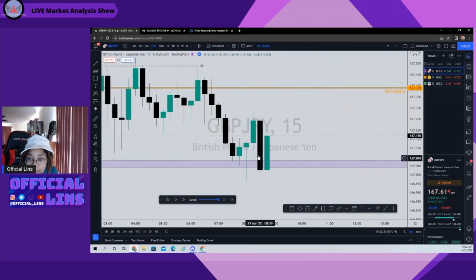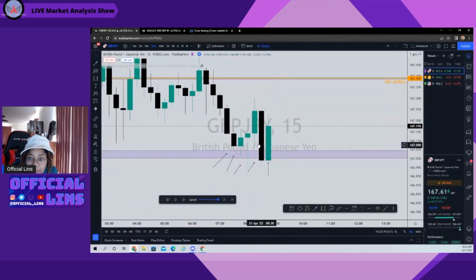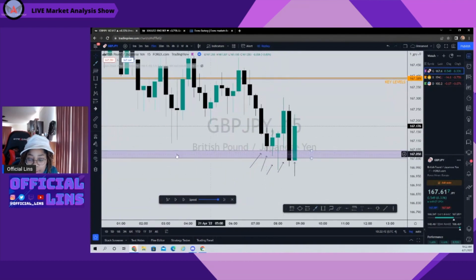Price has tested this zone so many times. It has never broken through, right? We tested it right here at 7:30. We tested it again at 7:45. Tested it at 8 o'clock. Tested it at 8:30. Tested it at 8:45, right? Look at how many times price has tested this zone.